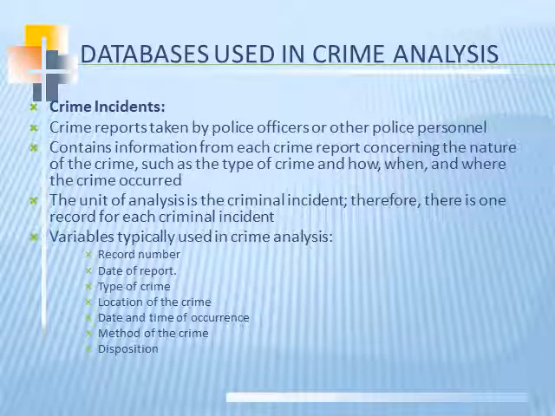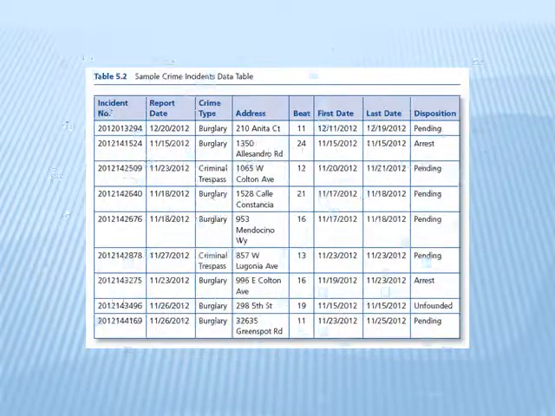Data about crime incidents come from crime reports taken by police officers and describe the nature of reported crimes, such as the type of crime and how, when, and where the crime occurred. This is Table 5.2 from the textbook. It gives us an example of a crime incidents data table.